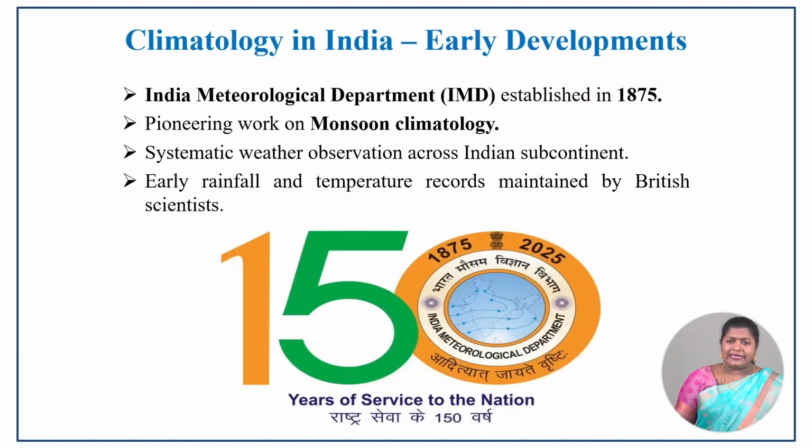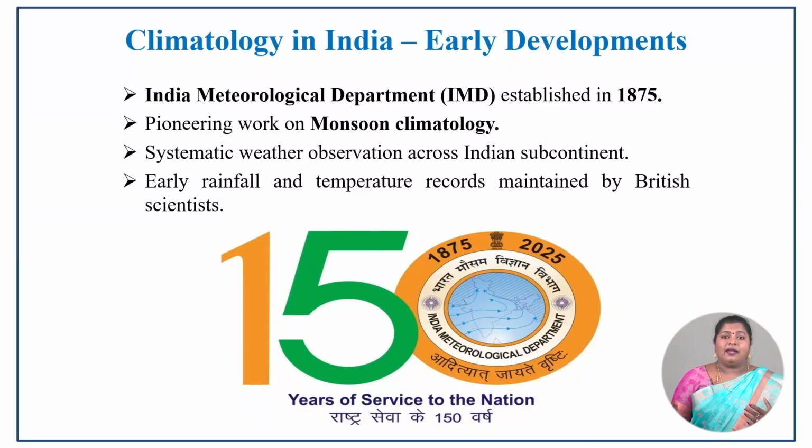Climatology in India evolved through earlier developments. The India Meteorological Department was established in 1875. Pioneer work on monsoon climatology was done, and systematic weather observation was carried out by the IMD. Yearly rainfall and temperature records were maintained by British scientists.